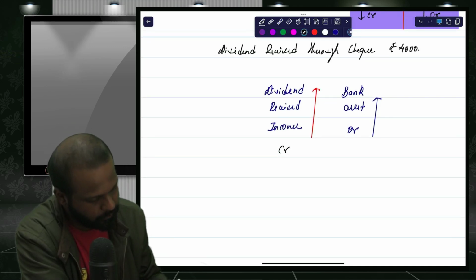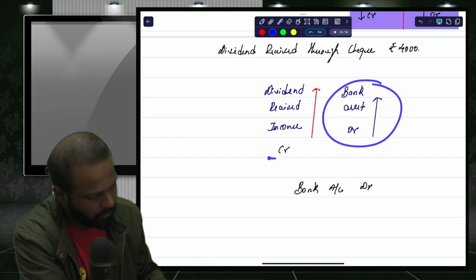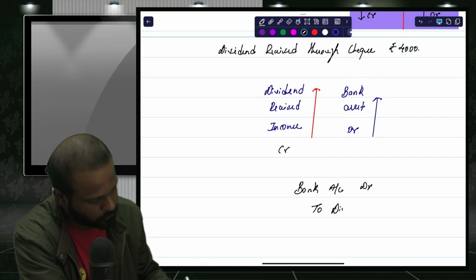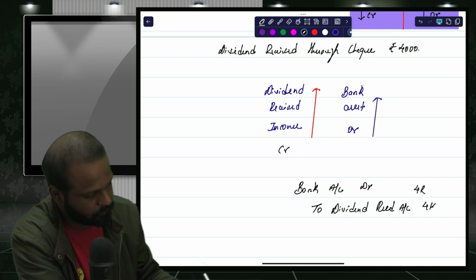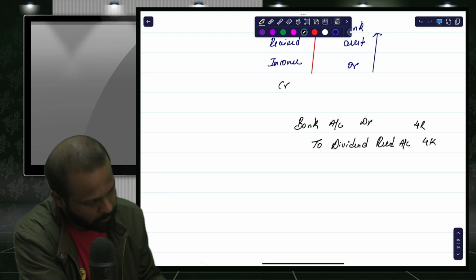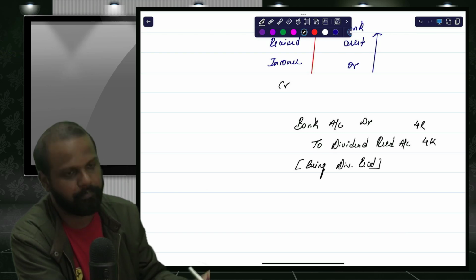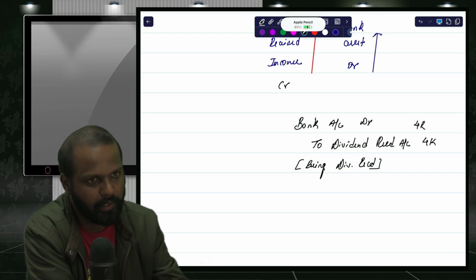So the entry will be bank account debit, and credit will be dividend received. To dividend received account 4,000. Narration will be: being dividend received. Being dividend received. Bank account debit to dividend received.